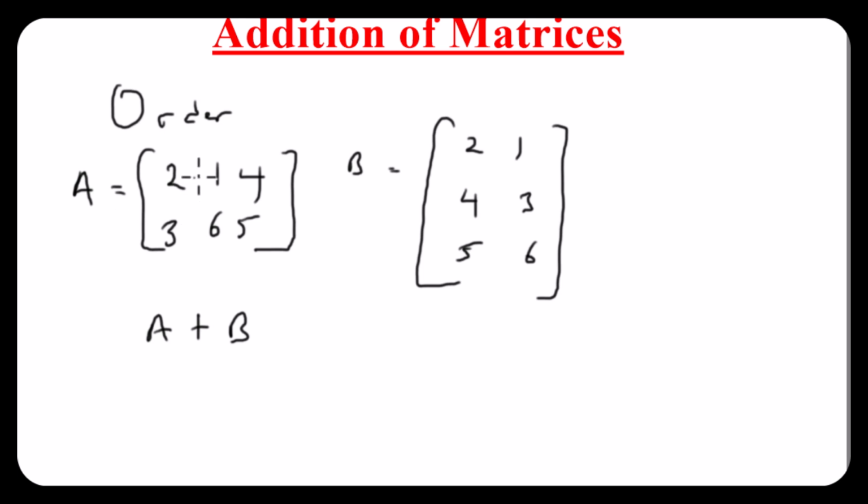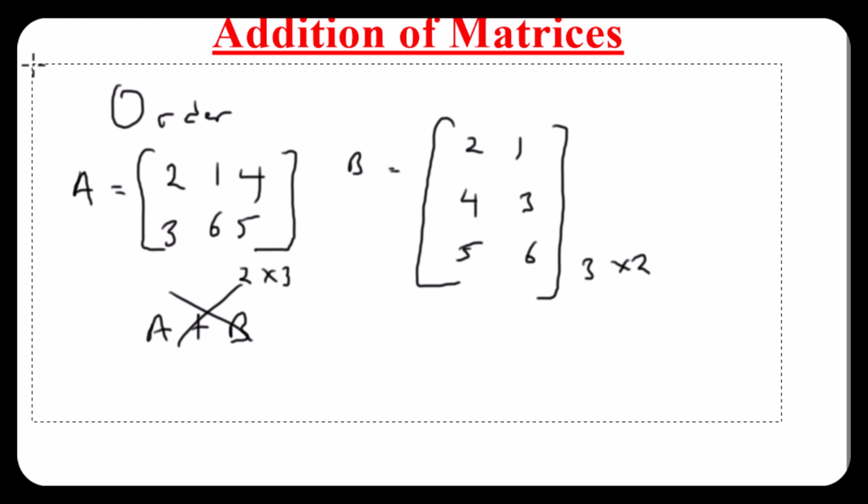What's the order of matrix A? Matrix A has 2 rows and 3 columns, while matrix B has 3 rows and 2 columns. So you can see 3 by 2 is not the same thing as 2 by 3, and A plus B is not compatible. It's not doable. It's not possible. So for you to add two matrices together, they must first of all be of the same order. If they're of the same order, then definitely you can carry out your addition.